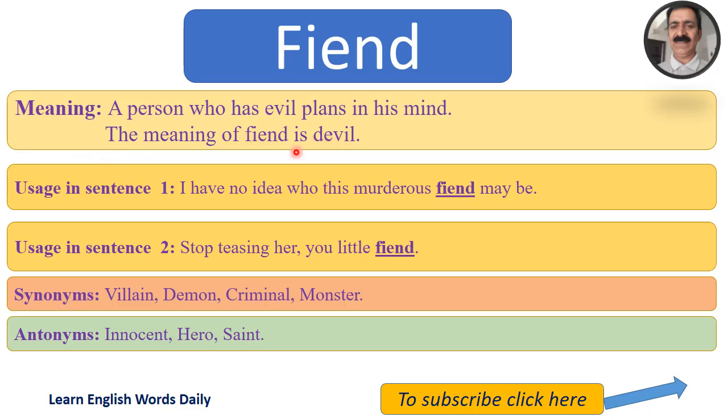Let us try to frame two sentences by using the word fiend to understand its usage in sentence formation. First sentence, I have no idea who this murderous fiend may be. Second sentence, stop teasing her, you little fiend. There are some words which give similar meanings, synonyms, for the word fiend: villain, demon, criminal, monster.